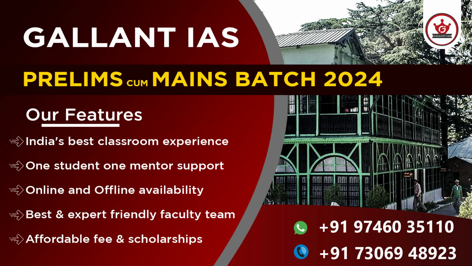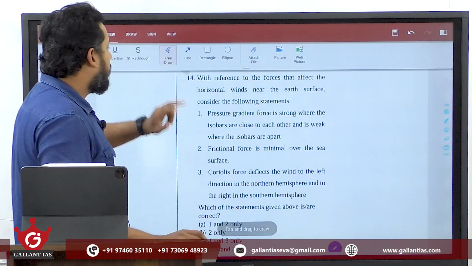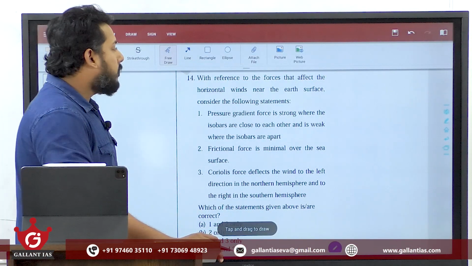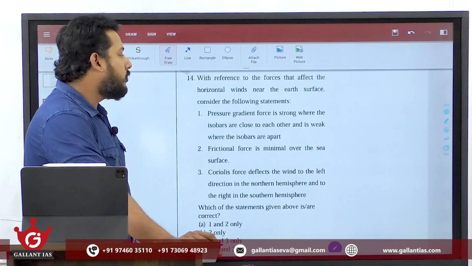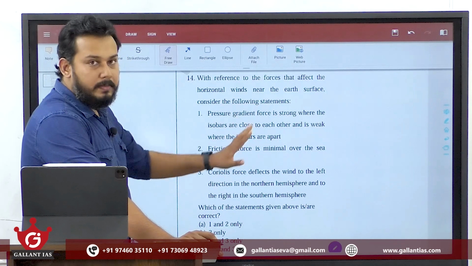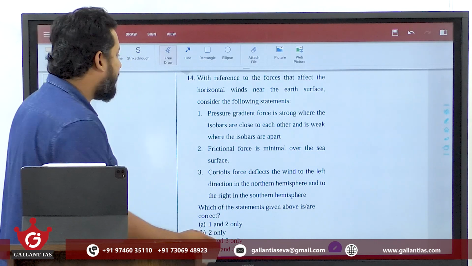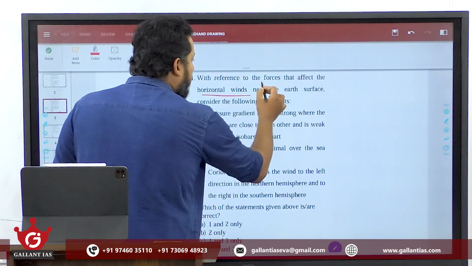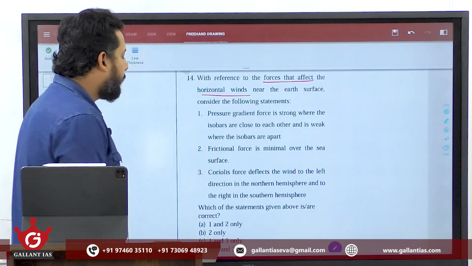Okay, moving on to the second question. With reference to the forces that affect the horizontal winds near the Earth's surface, consider the following statements. So the question is regarding horizontal winds, and the forces that affect the horizontal wind.